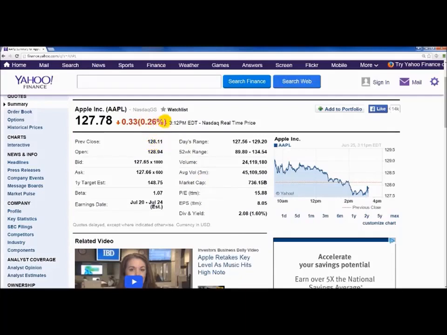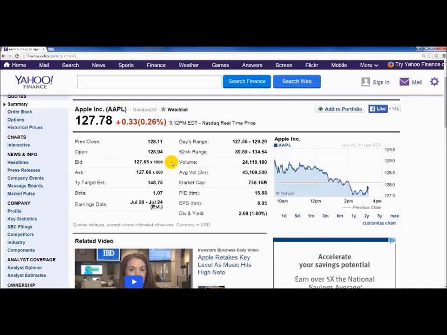And this also tells us that the stock is down 0.26%. It opened this morning at $128.94. Now I want you to notice that the stock doesn't have to open at the same price that it closed at on the previous trading day. That's because news comes in overnight and changes what people think the stock is worth. And so it could either open higher or lower. It would only be by coincidence that it opened the same.